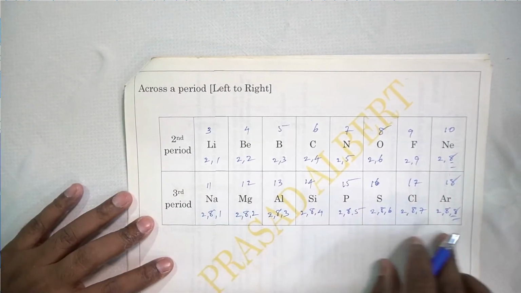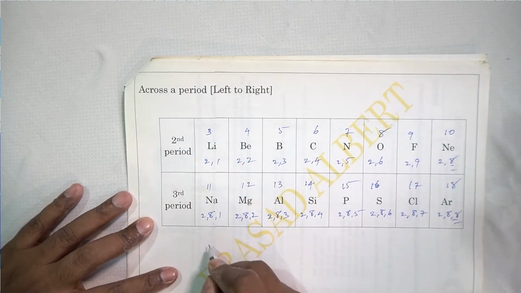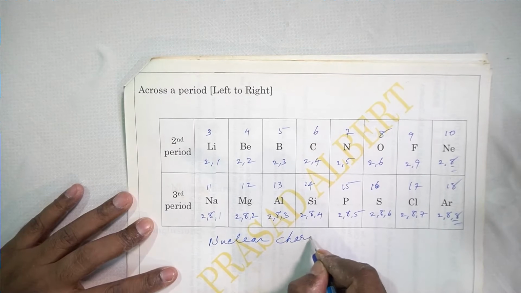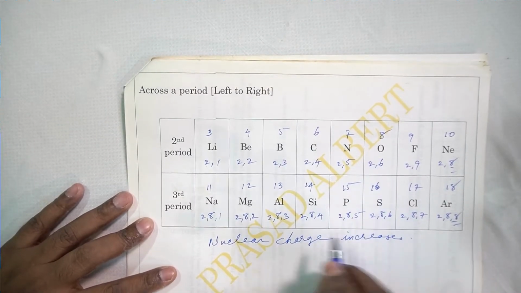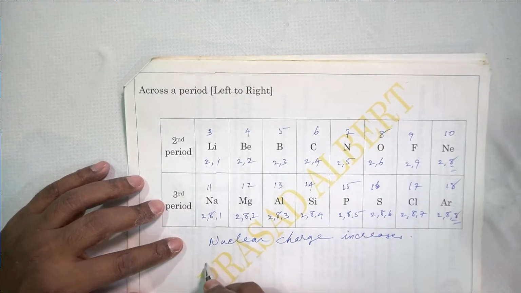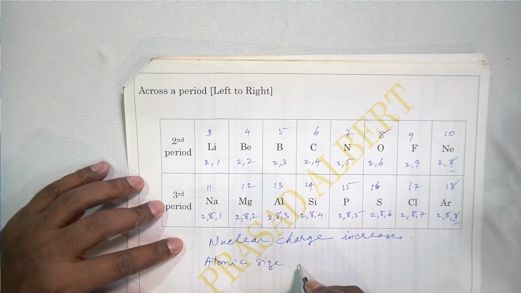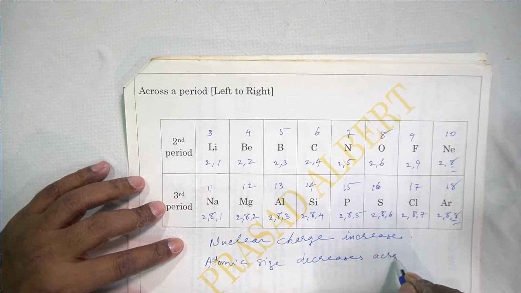So across the period, what do we see? The nuclear charge is increasing, 3, 4, 5, 6, nuclear charge increases. Okay. And what about the atomic size? In the first video we have discussed about it. Atomic size across a period decreases.